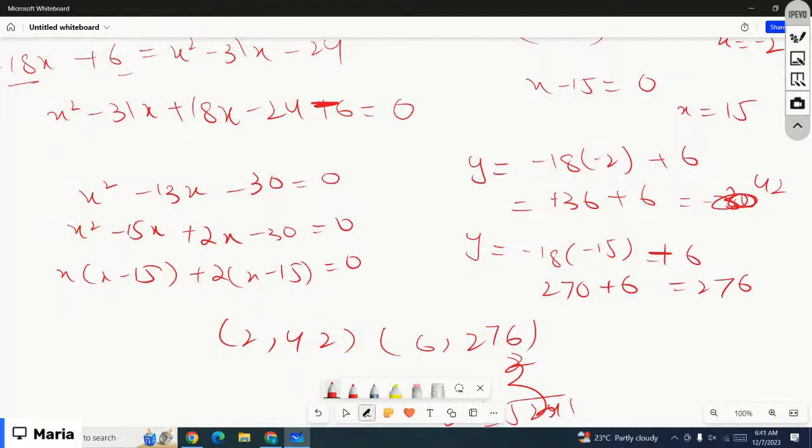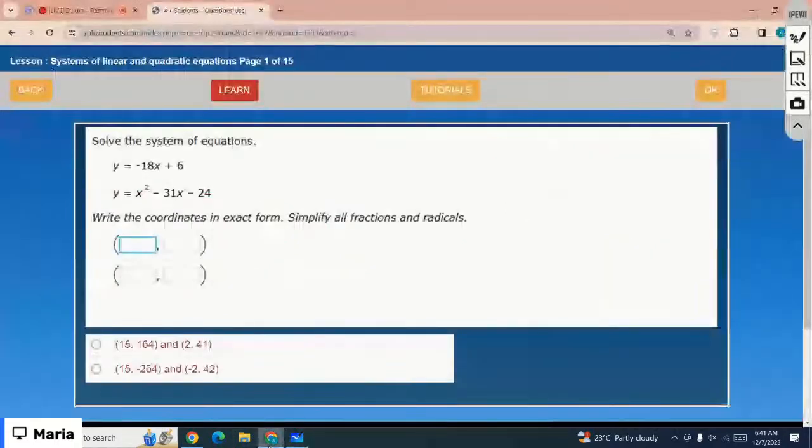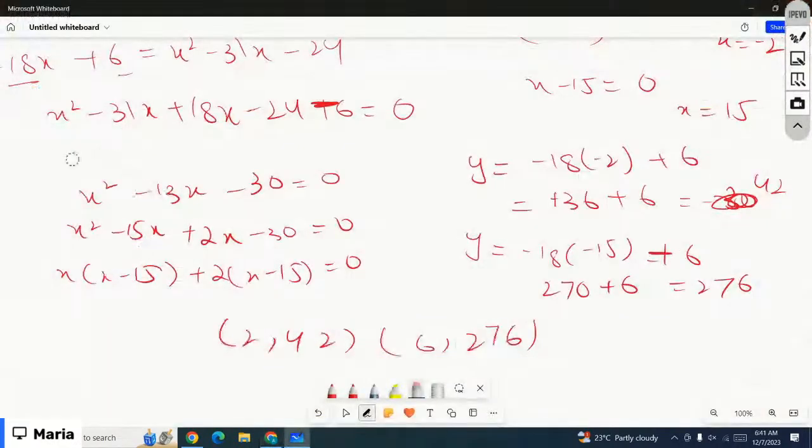Okay, let's just explain again. I made so many mistakes. Let me just explain again, right? Okay, so you are given two equations, right? And the equations are y equals negative 18x plus 6, and the second one is y equals x square minus 31x minus 4. Equation number 1 is a linear equation, and equation number 2 is a quadratic equation, right? Both the equations are equal to y. That means they both are equal, right? So just equate them.